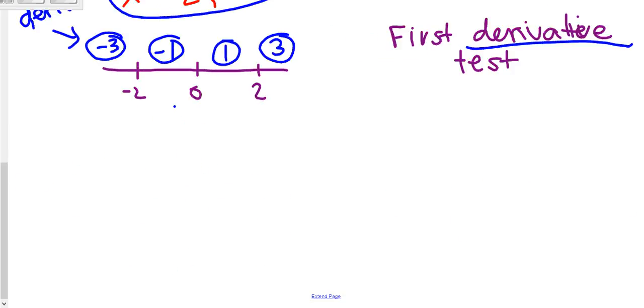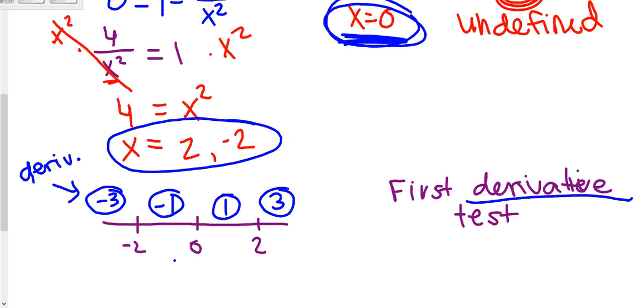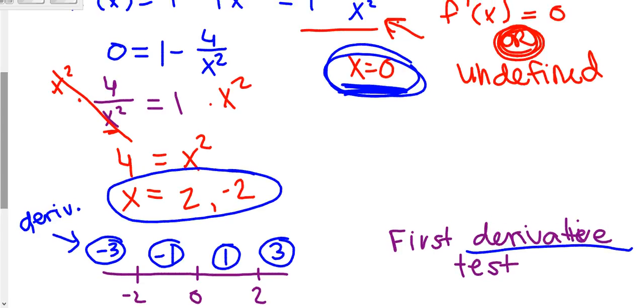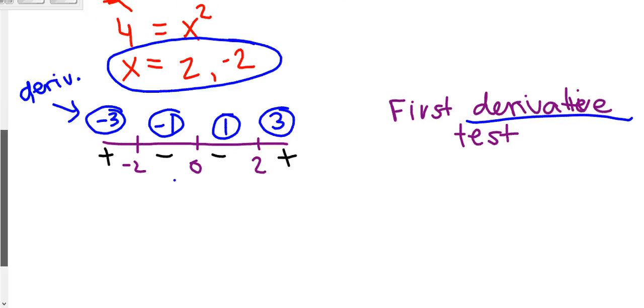When you plug in -3 to your derivative, so let's look back up at our derivative. Our derivative is 1 minus 4 over x squared. When we plug in -3, we'd get 1 minus a fraction. We'll have positive. When we plug in -1, we will get a negative. When we plug in +1, we will get a negative again. When you plug in +3, you will get a positive here. So you can use your calculator to figure that out. Okay, I'm just plugging those into the derivative.